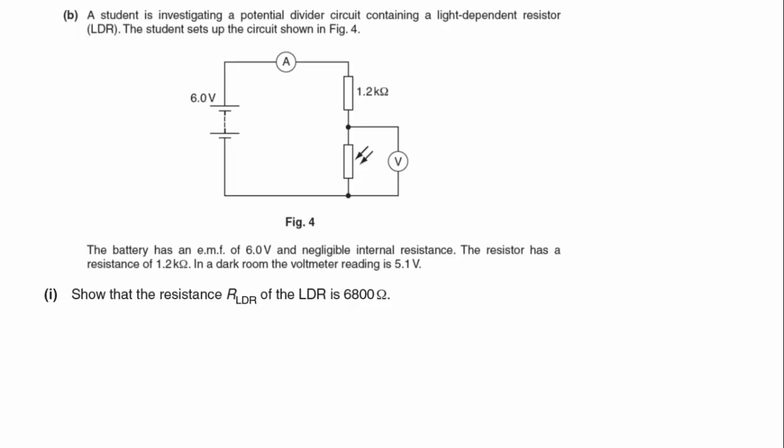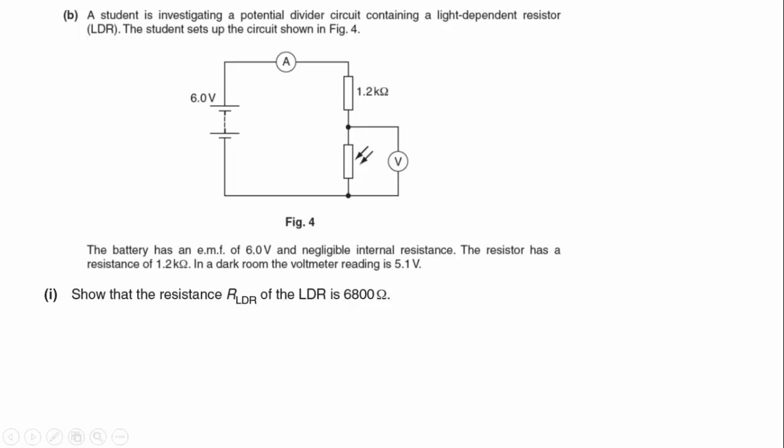On to part B. The student is investigating a potential divider circuit containing a light-dependent resistor, LDR. The student sets up the circuit as shown in figure 4. The battery has an EMF of 6 volts and negligible internal resistance. The resistor has a resistance of 1.2 kiloohms. In a dark room, the voltmeter reading is 5.1 volts. So we've got to show that the resistance of the LDR is 6,800 ohms.